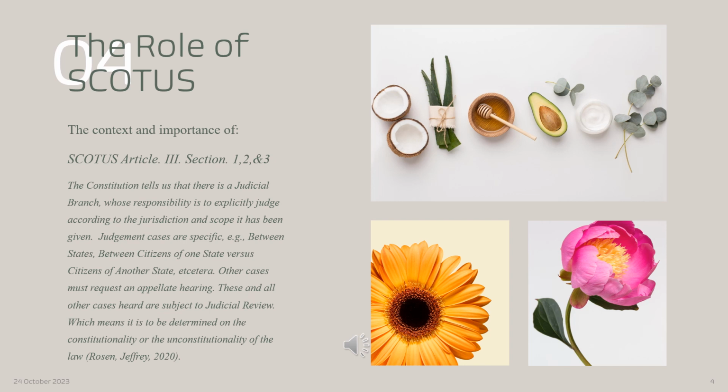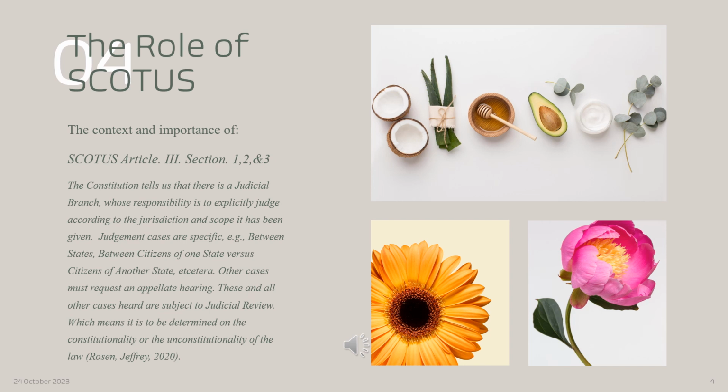The role of SCOTUS, the context and importance of. SCOTUS is found in the Constitution, Article 3, Sections 1, 2, and 3. The Constitution tells us that there is a judicial branch whose responsibility is to explicitly judge according to the jurisdiction and scope it has been given.